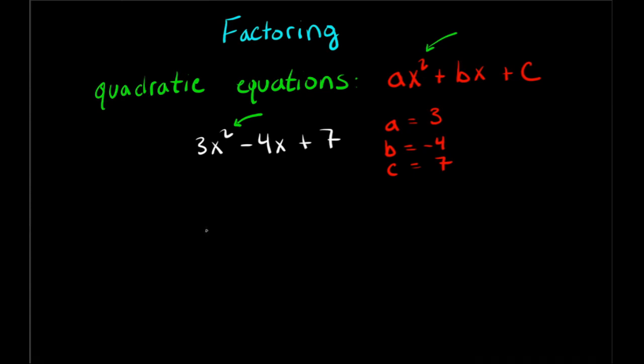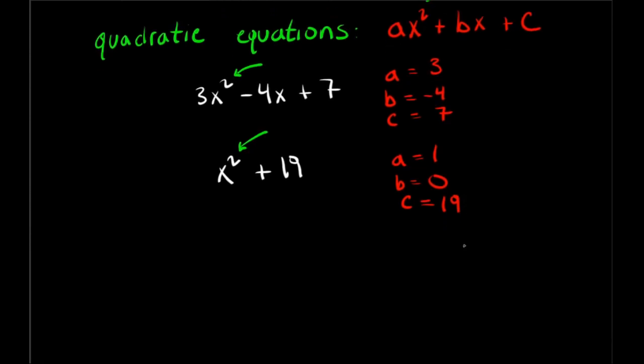Let's look at another one. If I have x squared plus 19, so this one only has 2 terms. It's still a quadratic because the highest exponent is 2. And in this case, if there's no number written in front of our x squared, it's the same thing as being multiplied by 1. We don't have anything multiplied by x, so our b coefficient is 0. And then our c coefficient, whatever the constant is, is just going to be 19.